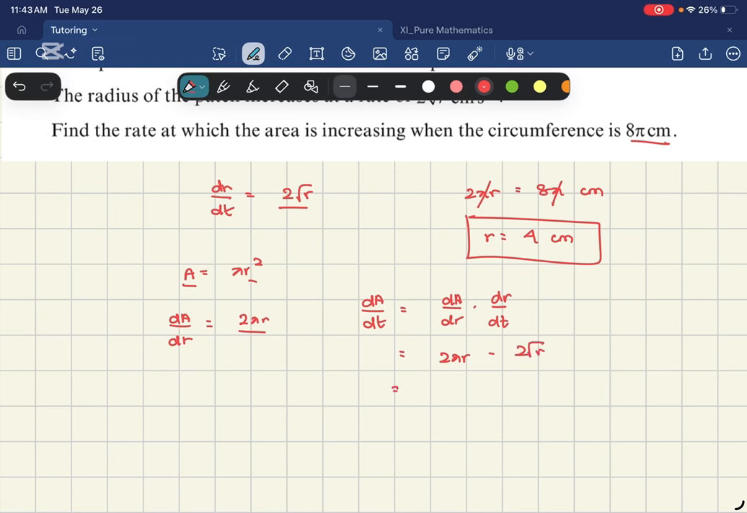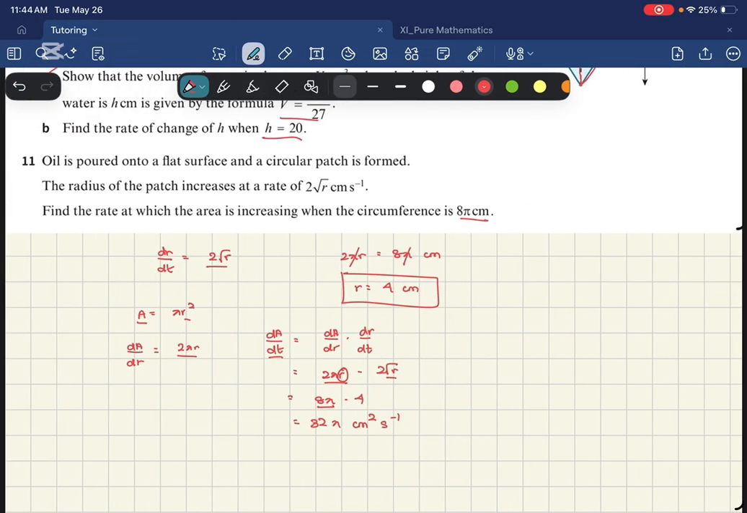2 pi r times 2 root r. And substitute r equal to 4. You get 8 pi times 4. You substitute 4 here, 4 2s are 8, so you get 8 pi. You substitute 4 here, you get 2 times 2 is 4, so 4 times 8 pi. Now remember, area is 2-dimensional, right? So centimeters times centimeters, so centimeter squared per second. And that is your answer. 8 4s are 32, sorry. 32 pi centimeters squared per second. So we are done.